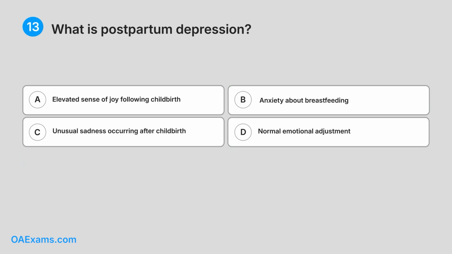13. What is postpartum depression? A. Elevated sense of joy following childbirth. B. Anxiety about breastfeeding. C. Unusual sadness occurring after childbirth. D. Normal emotional adjustment. Do you know the answer?